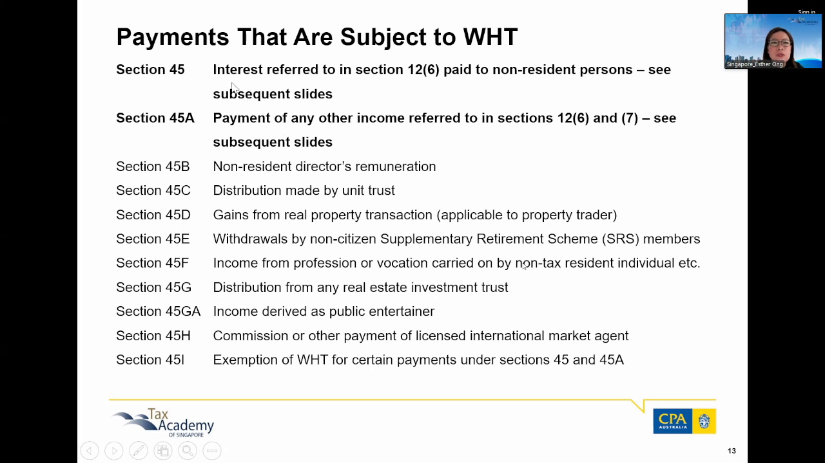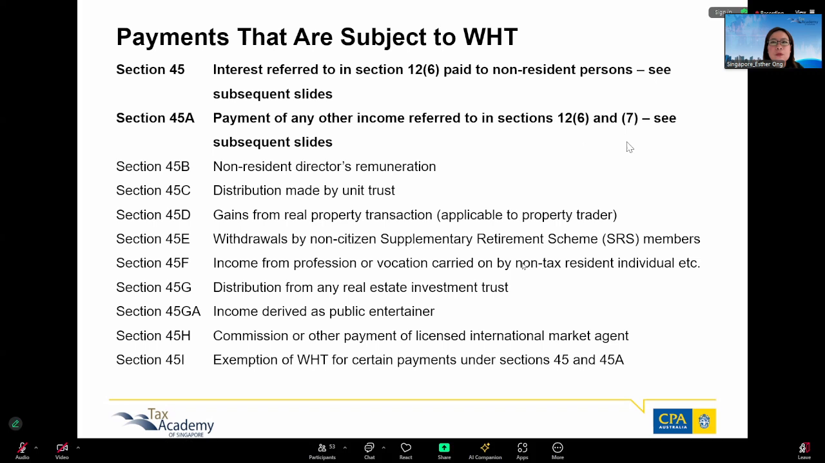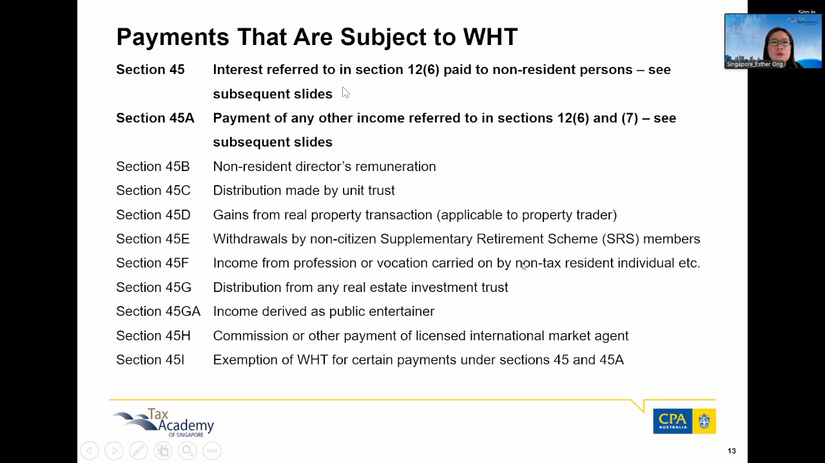So this slide here summarizes the list of payments subject to withholding tax in Section 45. For the purpose of our training and your exam, we'll be focusing only on the first two types of payments, which are under Section 45, interest, and also Section 45A, payment of any income referred to in these two particular sections in the Income Tax Act. We focus on these two areas because these will be more common types of payments, and also the principles to apply these two sections will be more complicated.